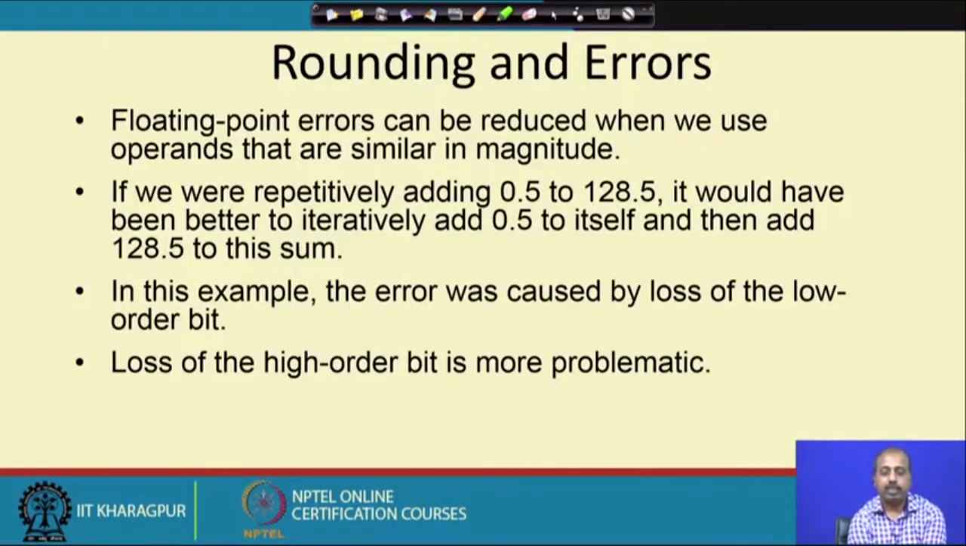In this particular example, when we were adding 1.5 to 128.5, we lost the lower order bit. But if the values are higher, then we may start losing the higher order bits as well, and as a result the situation may become more problematic. The number that we are representing may be far away from the actual number.